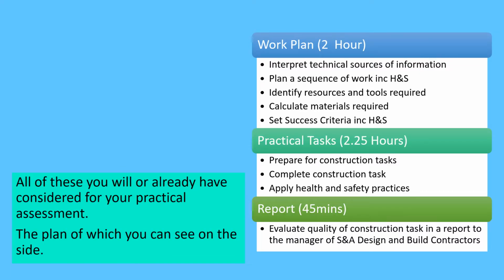So what else would you actually cover in a controlled assessment? We know there's some kind of practical, but what else? On the right hand side of the screen, you'll be able to see a table, and it tells you what a work plan might look like, practical tasks, and a report. For your controlled assessment, you will always do the work plan first, then the practical task, and then finally you'll do a report, a summary of what went well, even better if, etc.